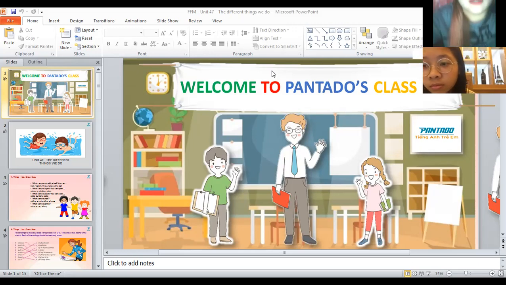Wait a minute. I will just put a tape on my camera because it's falling. Okay, wait for me. I will just stick this on my computer because it's always falling. Wait for me. I'll just fix this one first. Okay, it's all right now.